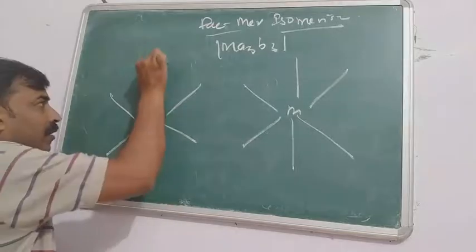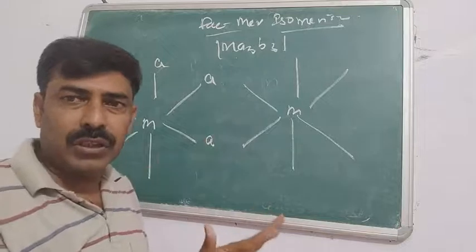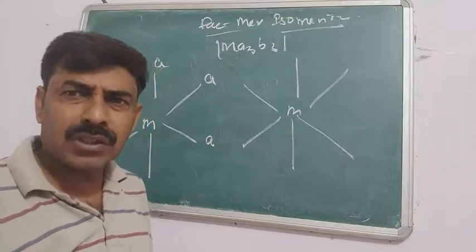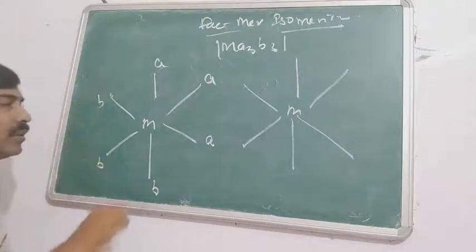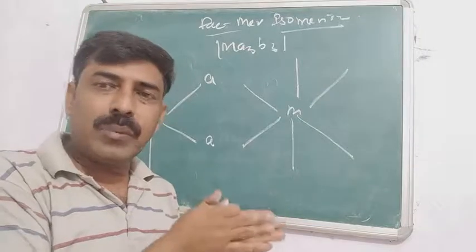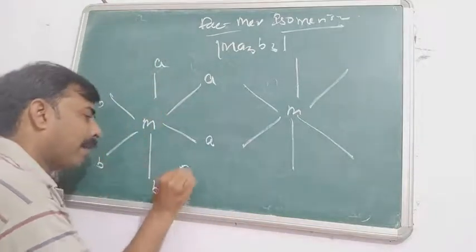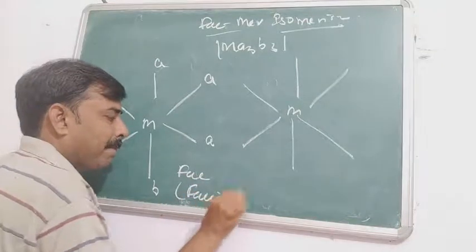If the A, that is the identical groups, are adjacent to each other, just similar to the cis-trans isomerism, and B is adjacent to each other, then in this condition the isomer is called the Hack, or it is called facial.